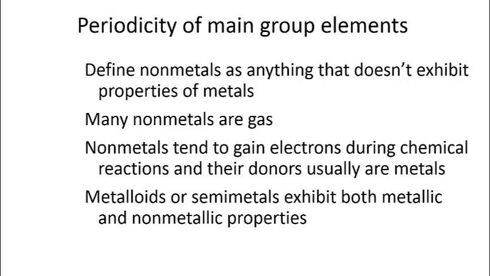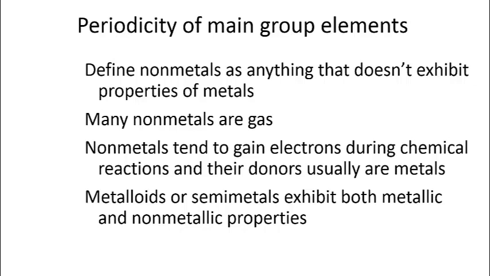The elements that are bordering the staircase of the periodic table are called metalloids or semimetals. These are elements that have both metallic and non-metallic properties. These elements, such as silicon and germanium, usually make what we call good semiconductors. Semiconductors are materials that exhibit both conductive properties like copper, and they have the ability to act as an insulator like glass.